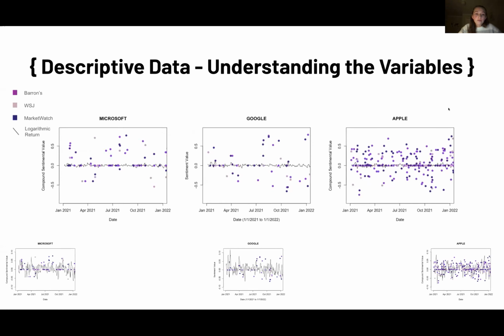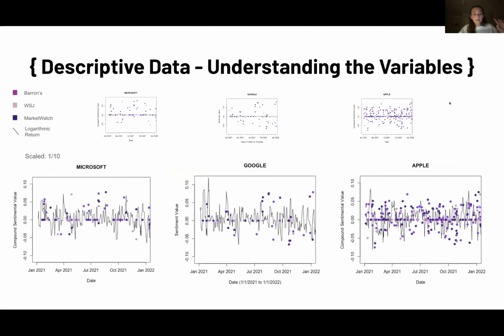So next, I went ahead and created a scatter plot that focused on the stocks themselves. So we have Microsoft, Google, and Apple. And then the line in the middle is the logarithmic return. But to better see this, and again, like I mentioned previously, the sentimental value ranges from -1 to +1. So I went ahead and scaled it by 1/10, so we can see a better link to the actual logarithmic return. And so by taking a look here, you can see naturally there were a lot more articles published by or about Apple.